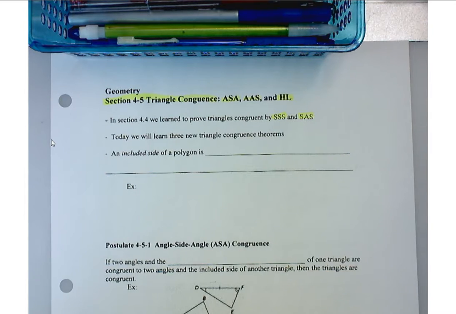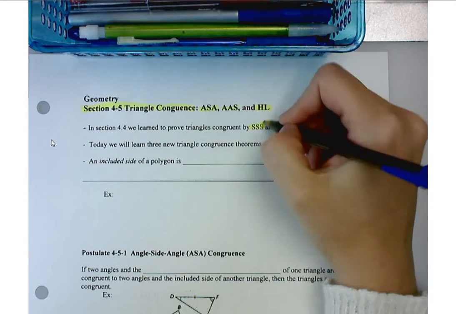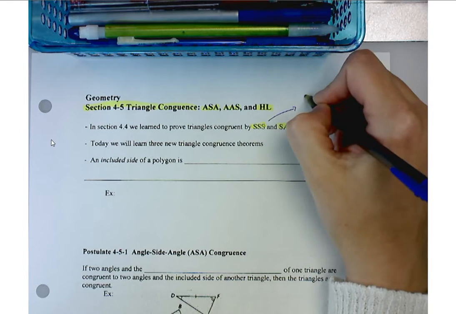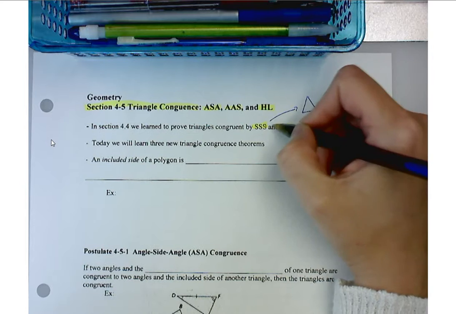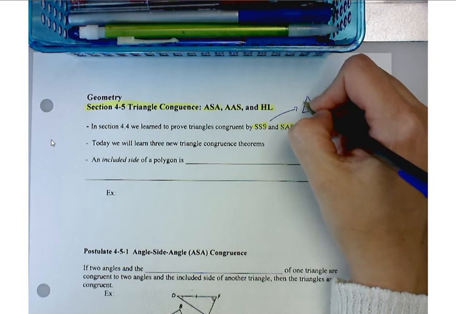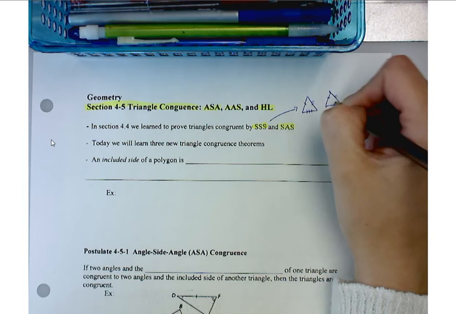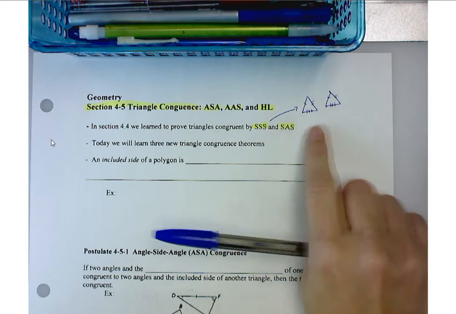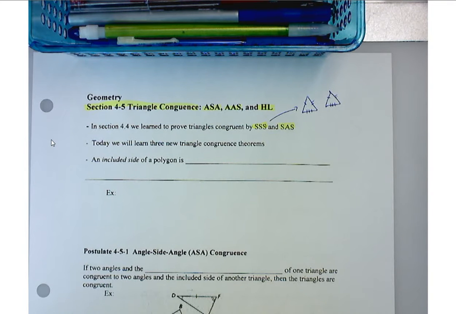Your pictures can either have actual lengths in them, or you can use your symbols. So if it's side, side, side, Allie, just summarize for me. What has to happen? Yep, so all the sides of one triangle are congruent to the 3 sides of the other triangle.